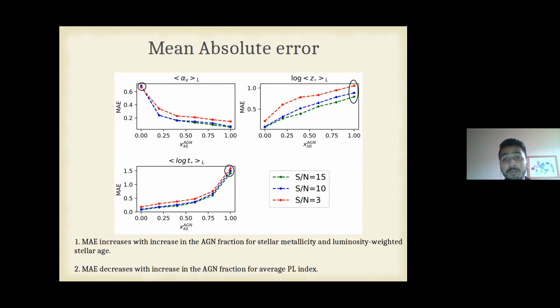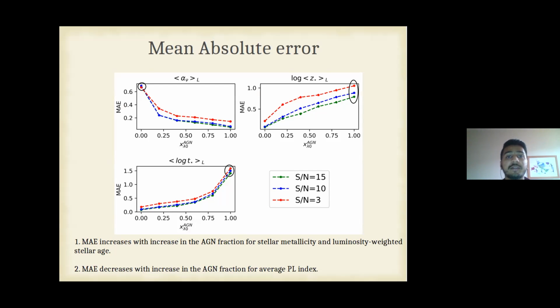On the top right, we have the luminosity weighted stellar metallicity. And again, we see in the circle that for AGN fraction 1, those 3 points lie in the circle. Again, for AGN fraction of 1, it shouldn't exist because there is nothing coming from the stars, right? It's 100% AGN. And the same holds true for the bottom left.